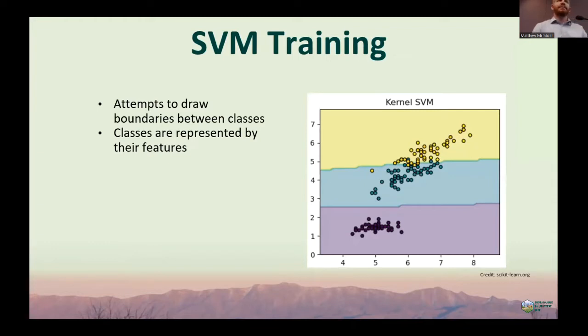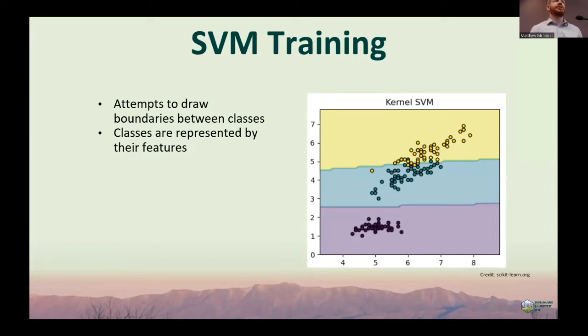So I've been talking about SVMs, or support vector machines, quite a lot. And so I thought it would be helpful to go through a small example to show how they work. So a support vector machine attempts to draw boundaries between classes, and these classes are represented by the features. So in this example, we have three classes, yellow, green, and purple.